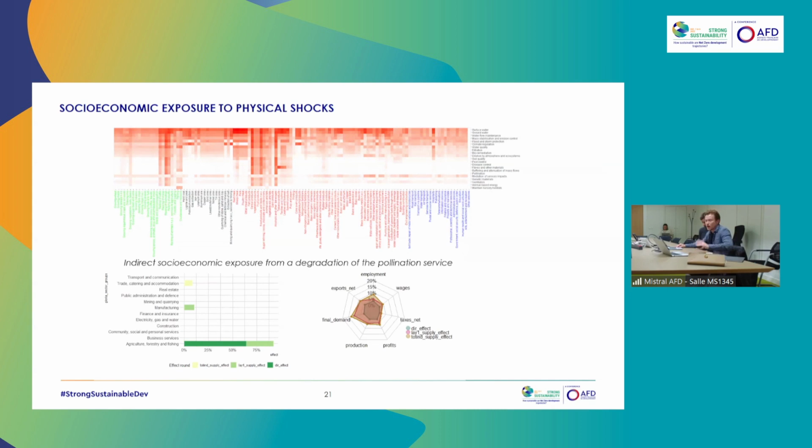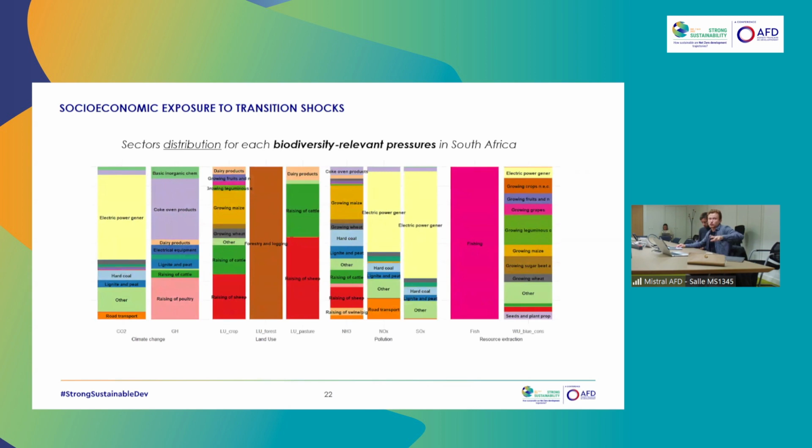This is now for transition risks. We look in the study at seven different types of pressures on biodiversity. We do not translate those pressures into a biodiversity metric. We stick to the multidimensional assessment of how different industries affect biodiversity through climate change pressures, land use, pollution, and resource extraction.